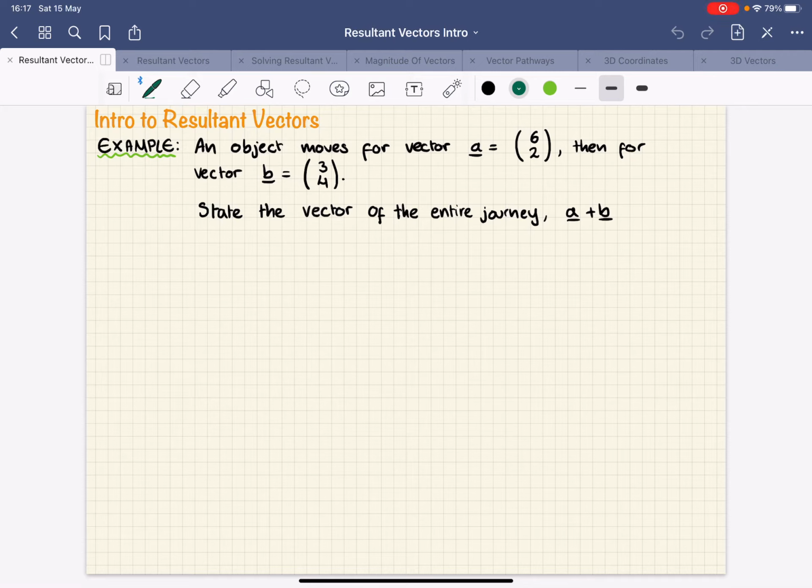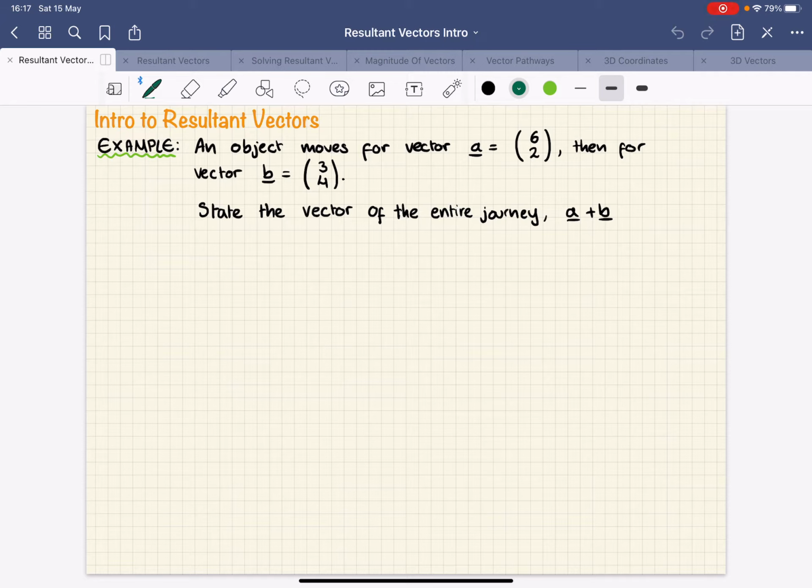Okay, so in this video, this is an introduction to resultant vectors. This is just explaining why we do what we do. However, in the following video, that's going to have more exam-styled questions, the sort of thing you would normally see. But let's just jump straight to it and see what occurs.